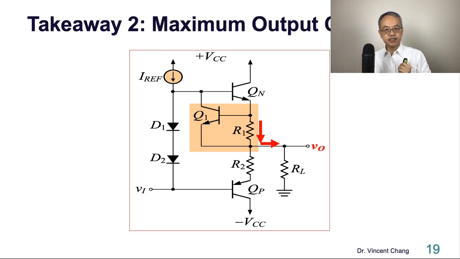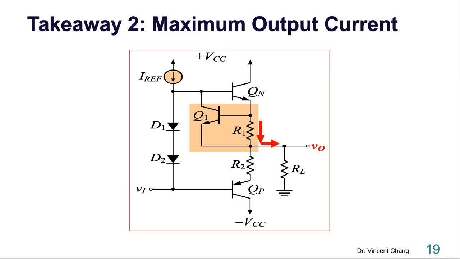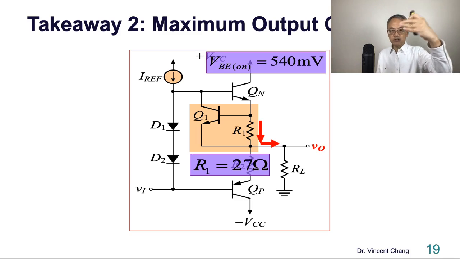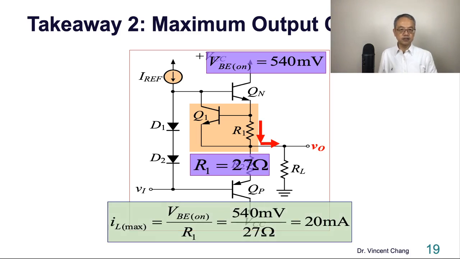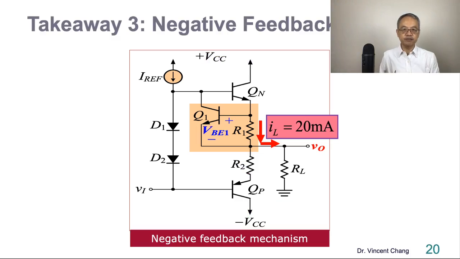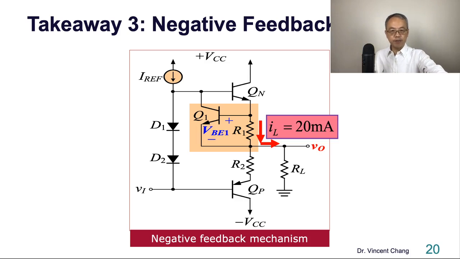So number 2, the second takeaway: you know how to calculate the maximum output current. What is the maximum output current? It's very simple. It's VBE on divided by the short circuit protection resistance. Number 3, you understand the magic, the reasoning, the mechanism behind this protection. What mechanism? Negative feedback mechanism. Okay? So identify the circuit, the maximum output current, and understand the magic, the reasoning behind the protection.